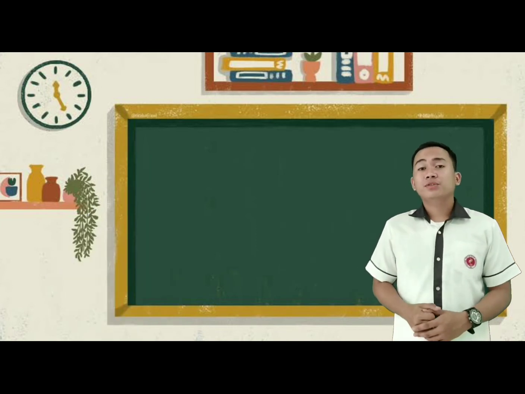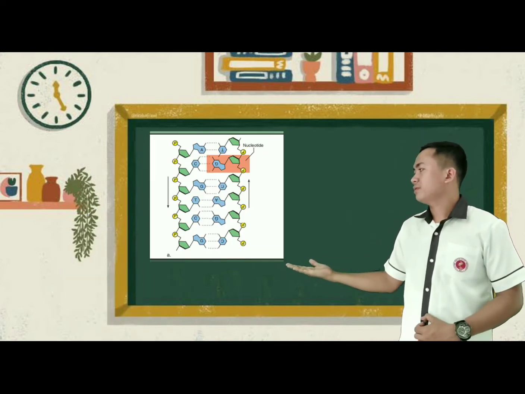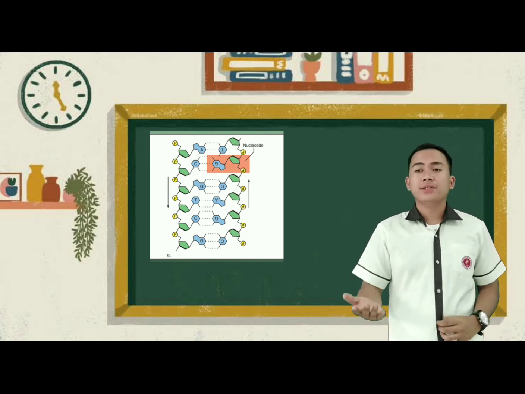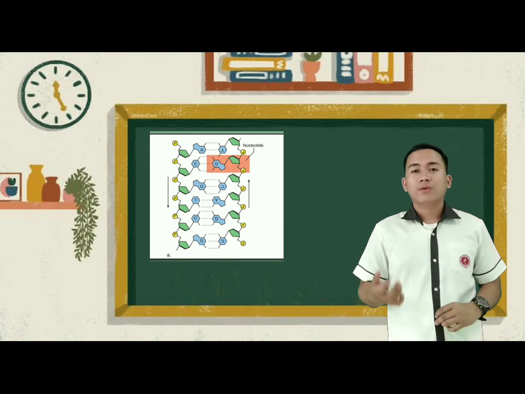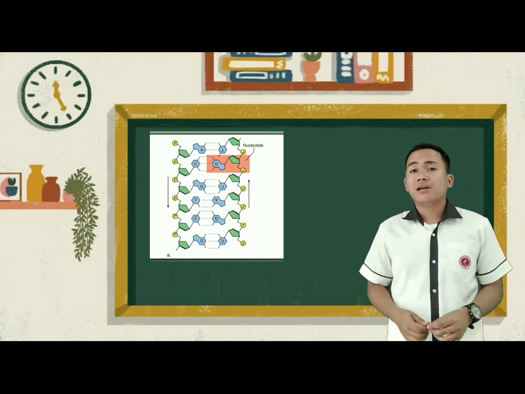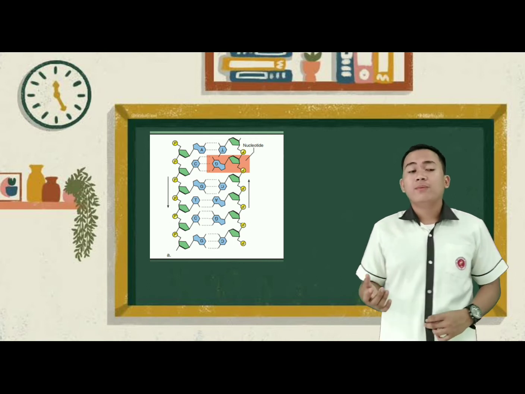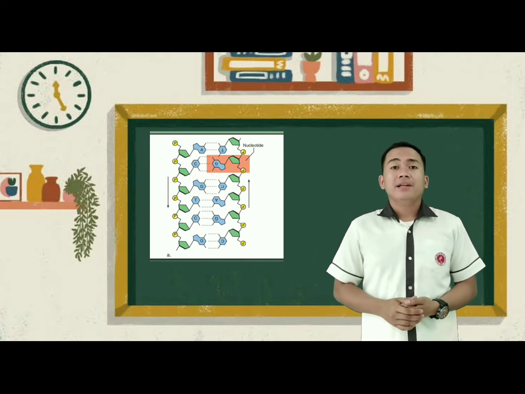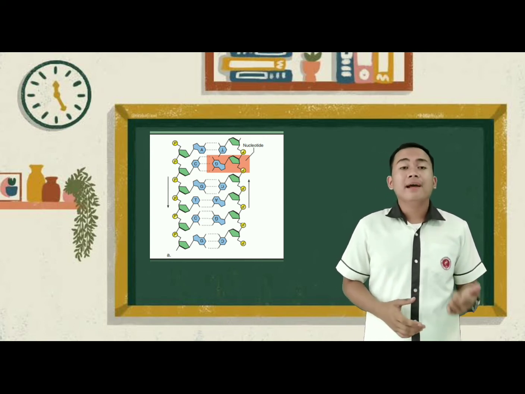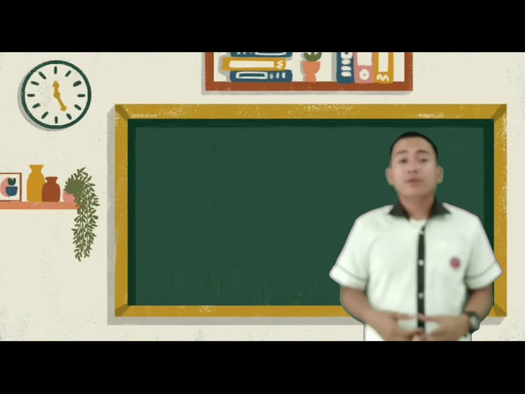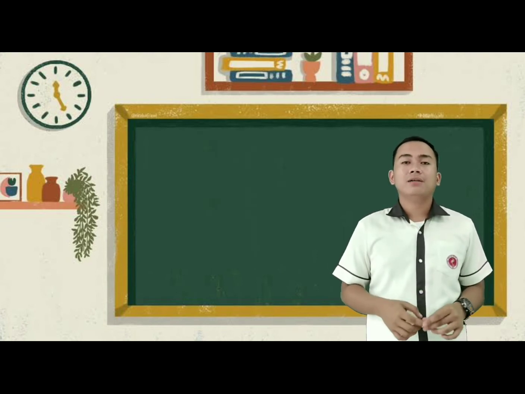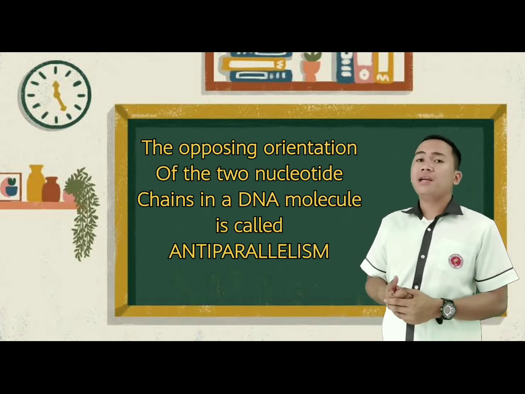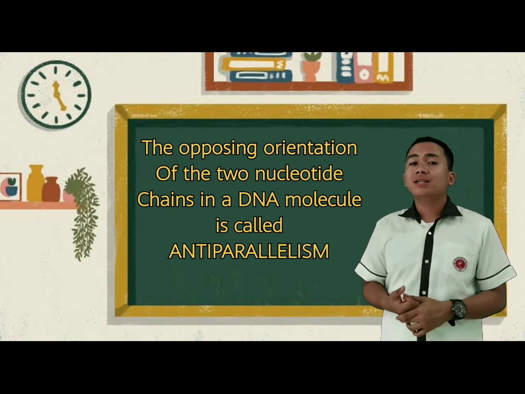And now, try to observe this illustration. Okay, Marcel, what did you observe in the illustration? Okay, so the DNA structure is arranged in an inverse manner. What about you, Maricar? Okay, very good. They are arranged in opposite directions. Okay, so your observations and ideas are all correct. The opposing orientation of the two nucleotide chains in DNA molecules is called antiparallelism.